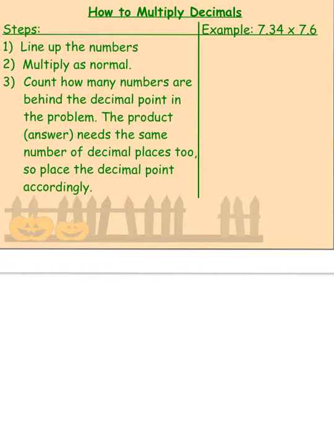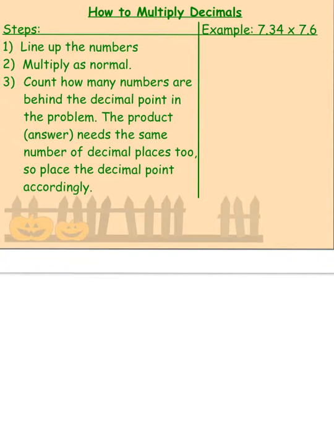Then after you have your final answer, that's when you're going to do this final step. And if you can find another way to shorten it into your notes, that's even better. I tried to be very specific and concise, and this is what I came up with. You want to count how many numbers are behind the decimal point in the problem. So you're going to look at the very original problem. How many numbers were after the decimal point? Your answer, which is called the product, needs the same number of decimal places too. So we're going to count to make sure we place the decimal point so there are 4 digits after our decimal point in our answer.